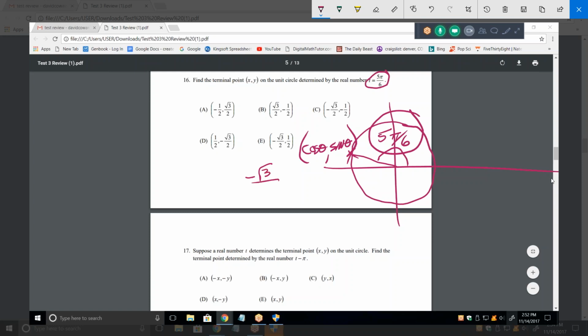Negative 0.8866. Learn to recognize that decimal. That is square root of 3 over 2. Square root of 3 is 1.7 something. So when I divide it by 2, I get 0.866.